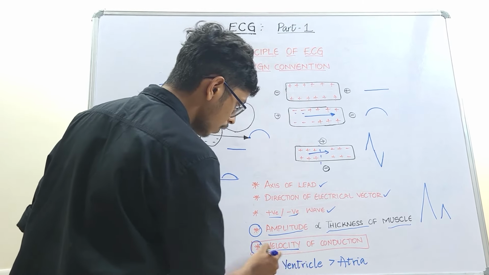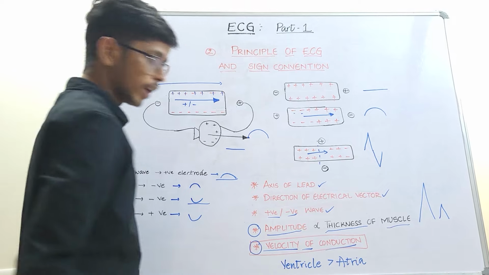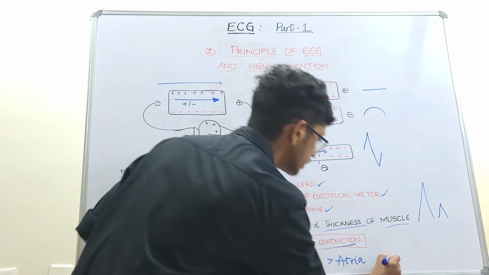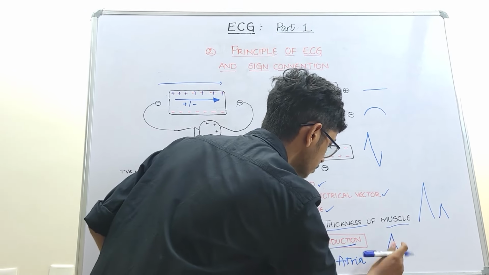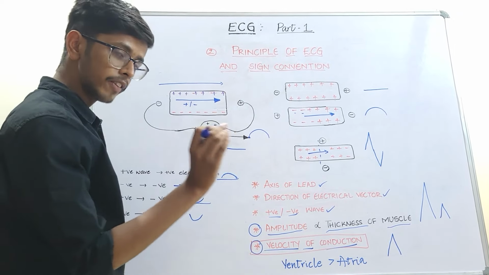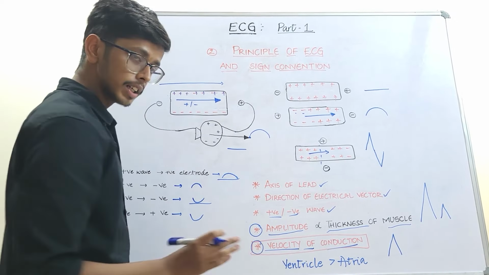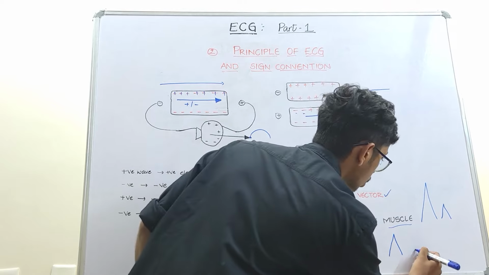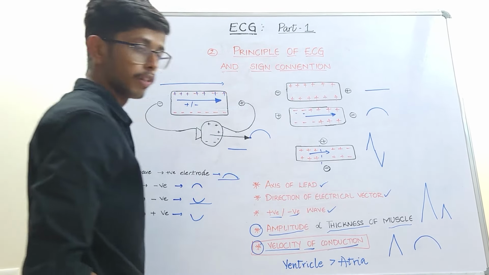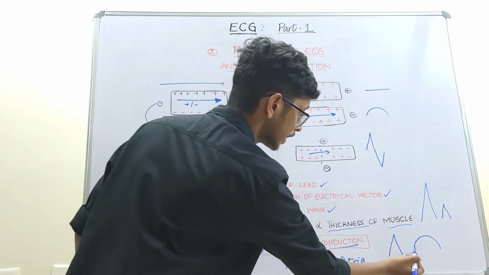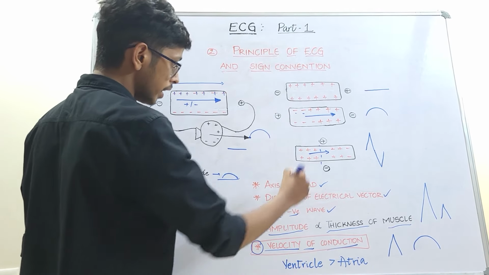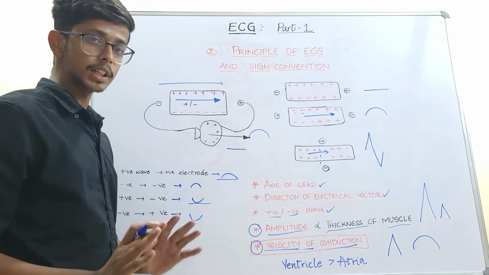And finally the velocity of conduction. If the velocity of the conduction is more, then the wave will be sharper. It will take very less time. If the velocity of the conduction is less, it will take more time to deflect. So the depolarization wave is like this. So these five factors influence the type of wave.